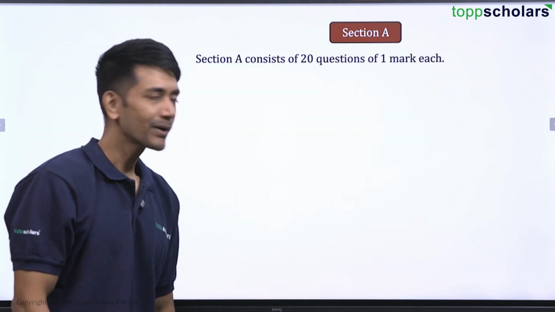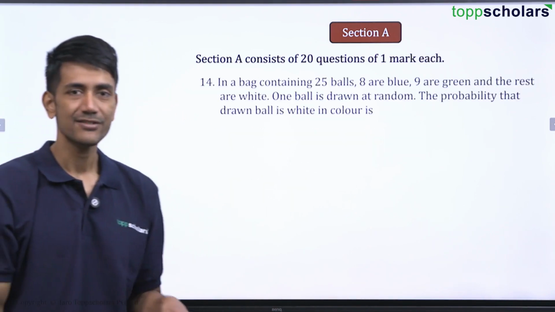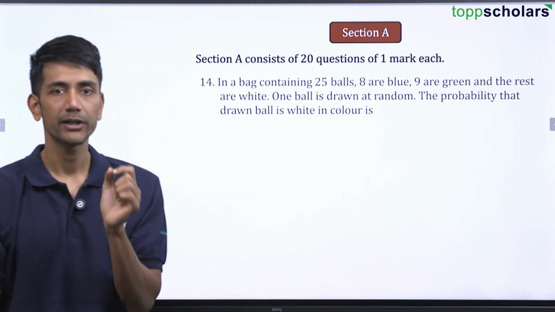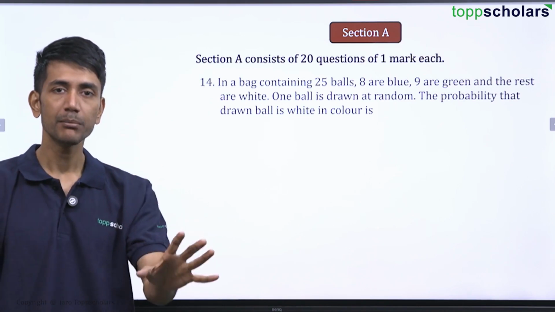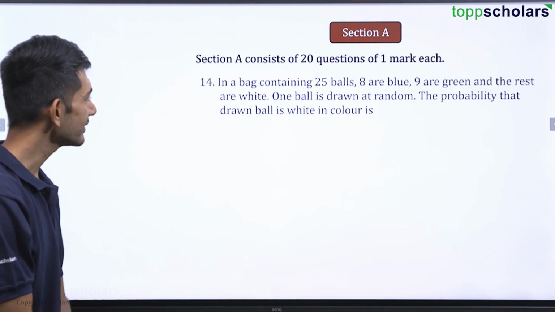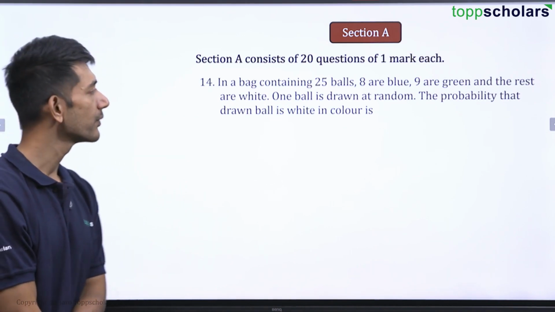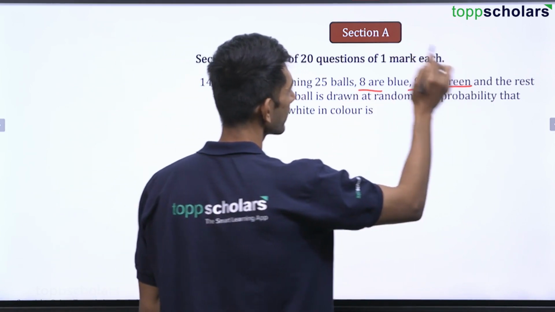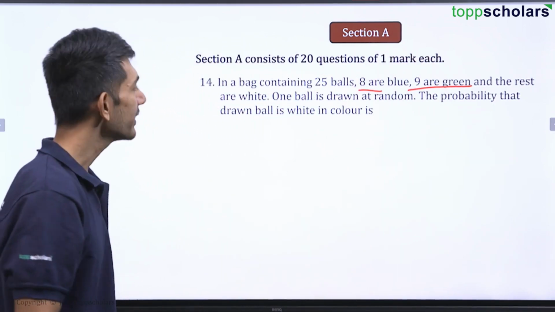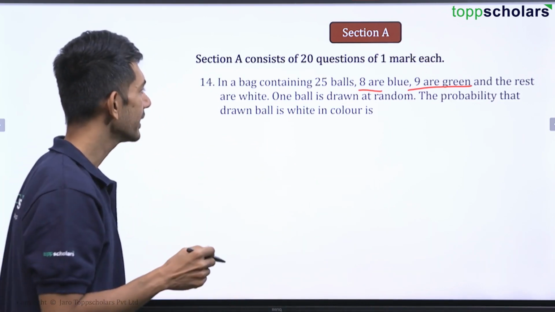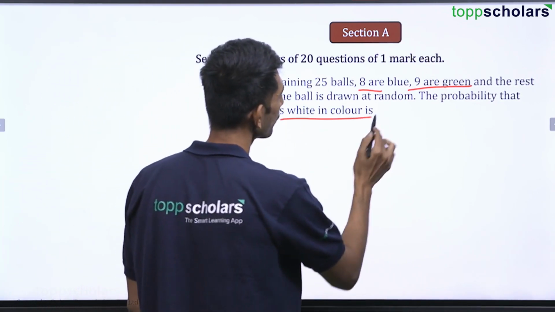So let's have a look at a new question now based on probability, one of the easiest chapters. Children, please make sure that you don't miss out the questions based on probability because they involve minimal solving and pure logic and very simple. So the question says in a bag of 25 balls, out of 25 balls, 8 are blue, 9 are green, and the rest are white. One ball is drawn at random. What is the probability that the ball drawn is white in color?